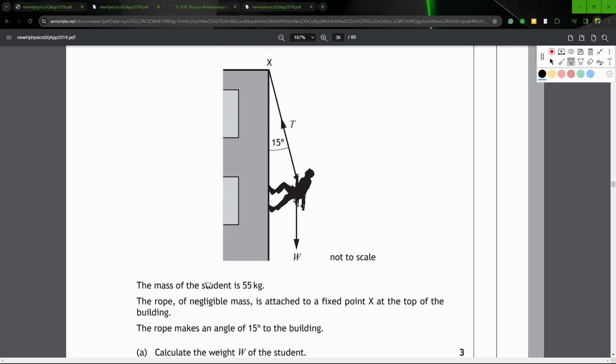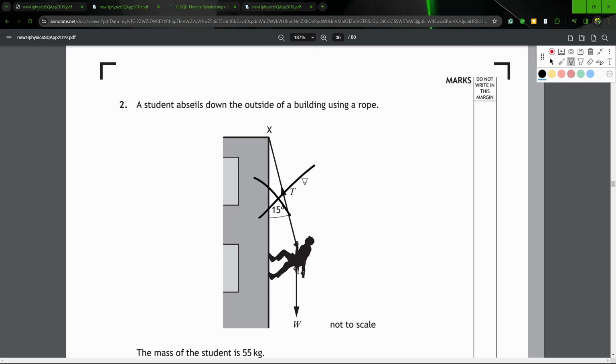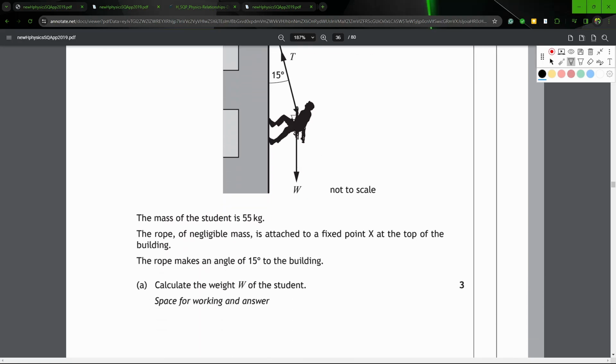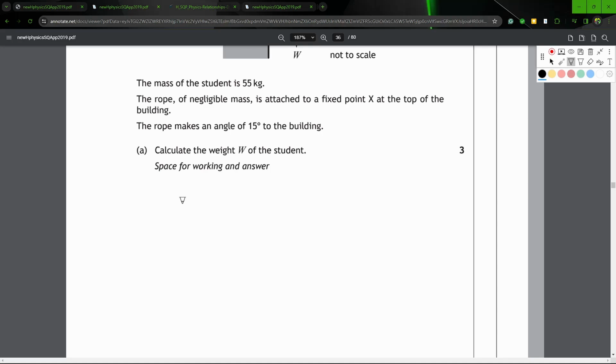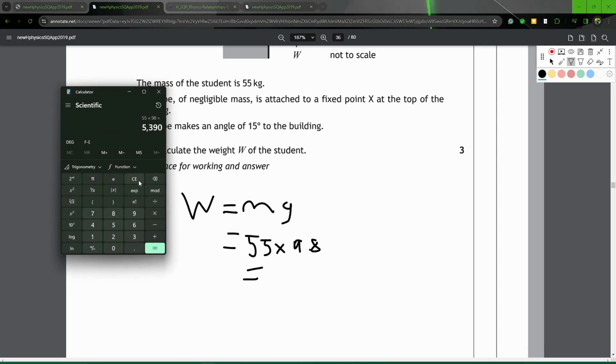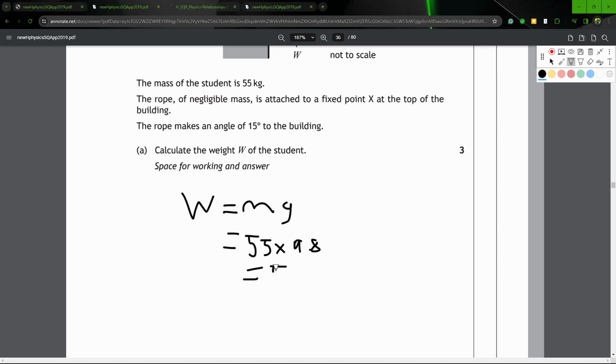This one, we won't need to worry about this 15 degrees rope bit at all, because remember, gravity will pull you down no matter what weird rope setup you've got. It will always apply the same force when you're the same mass, in the same bit of the gravitational field. So we're just going to go W equals mg. Mass is 55. Gravity, this is presumably on Earth. I have not been told about any buildings on Mars yet. So pull out our calculator. 55 times 9.8, 539. And there we go.